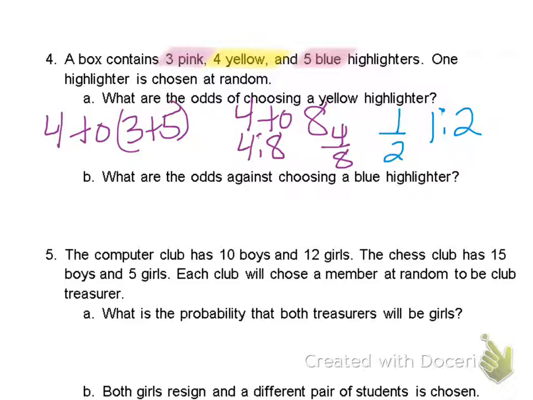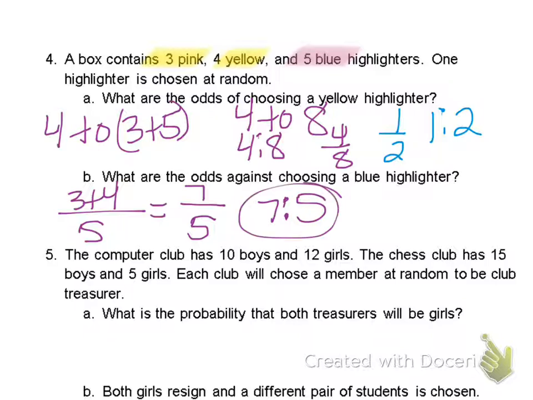What are the odds against choosing blue? So now we're going to go back and look at these again here. So against blue would be everything that's not blue, so yellow and pink. So that would be 3 plus 4. That's the odds against blue. And then the number that is blue would be 5. So 3 plus 4 is 7 to 5. So we can write it as the fraction or write it with the colon, 7 to 5. So those are the odds against choosing blue.